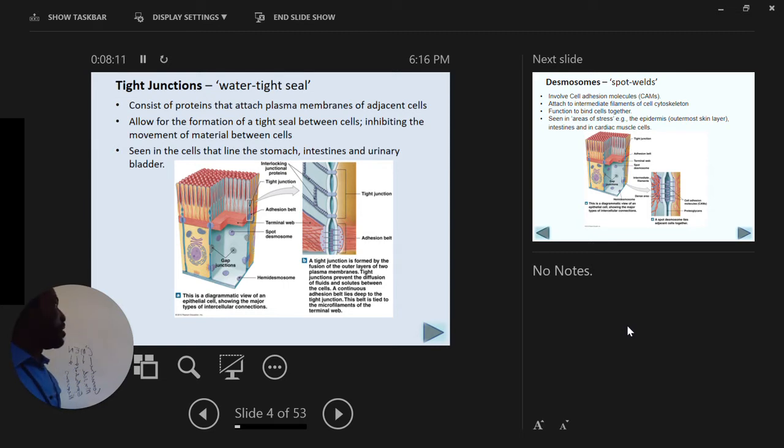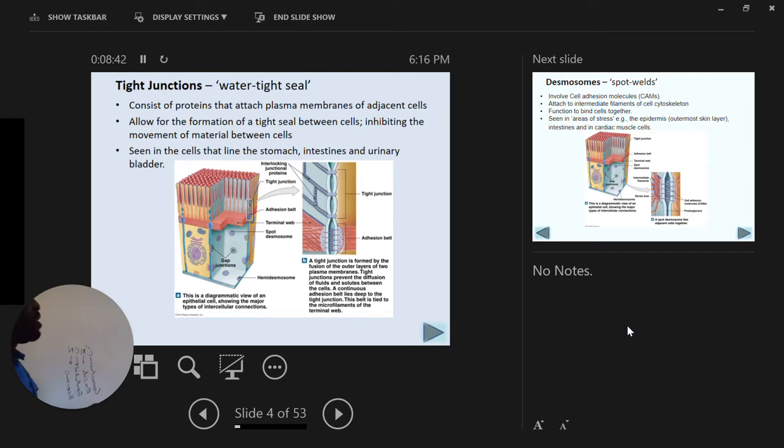So look at it. This is a cell. This is another cell. These are the tight junctions, right? Now, in between the cells, it looks like there's space in between, right? But can anything go out of this space to another cell? No. So there could be movement in between, but nothing can go out of the cell. Does that make sense? So this is a tight junction. Does that make sense now?